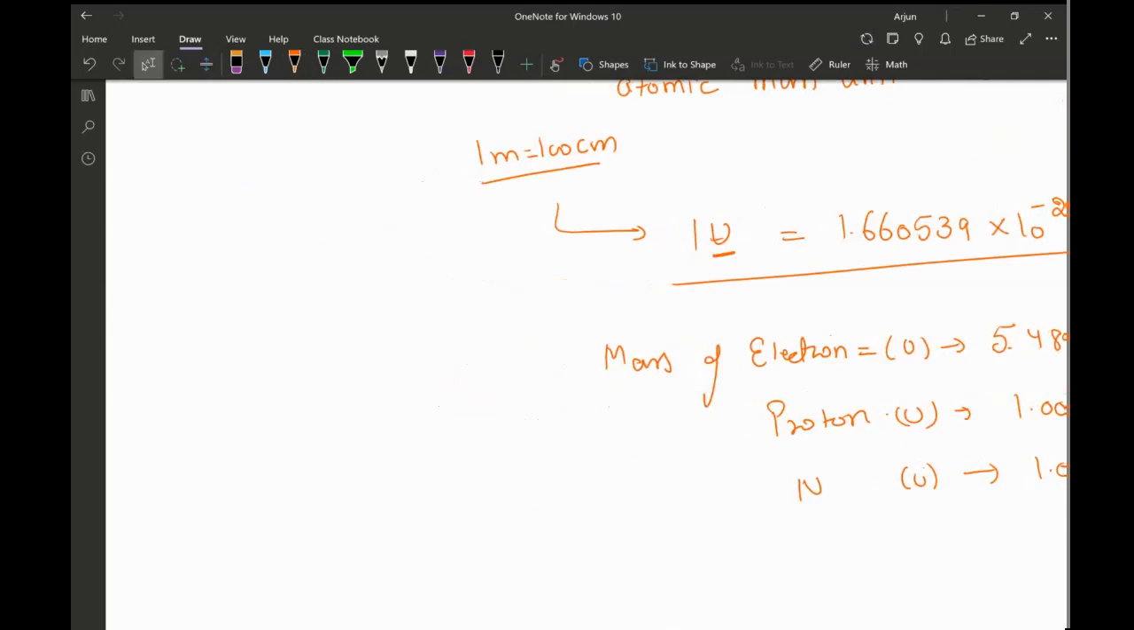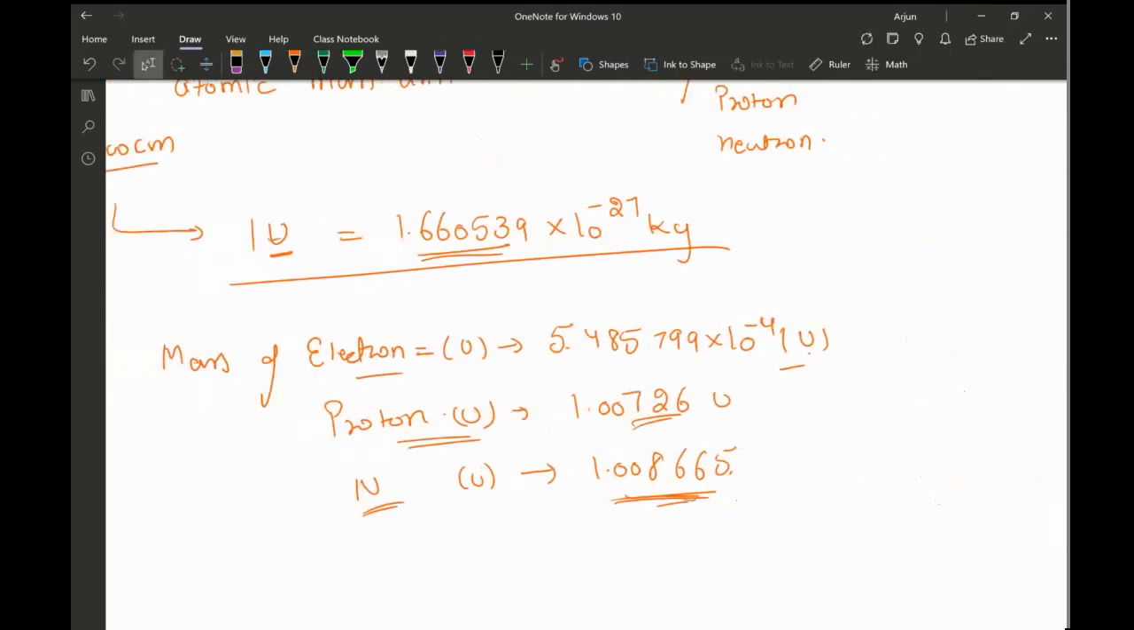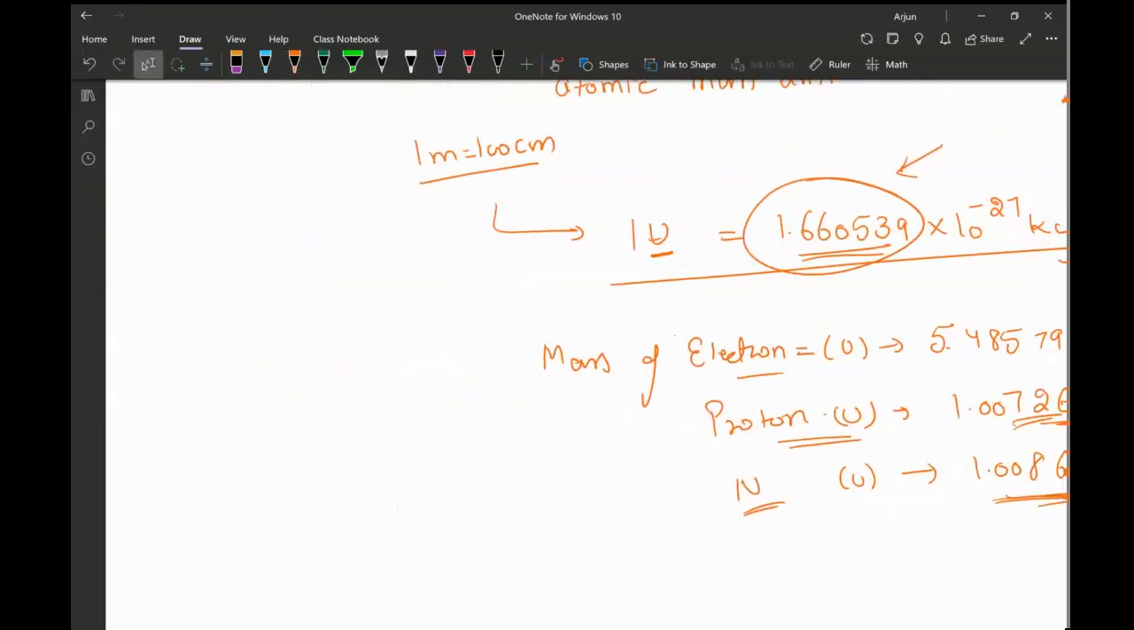Again, how did we figure out these numbers? By taking the mass of the electron and dividing it by this number, the mass of the proton, dividing it by this number, and the mass of the neutron, dividing that by this number. You will be able to get these. I accidentally said it wrongly, so I'll show you.